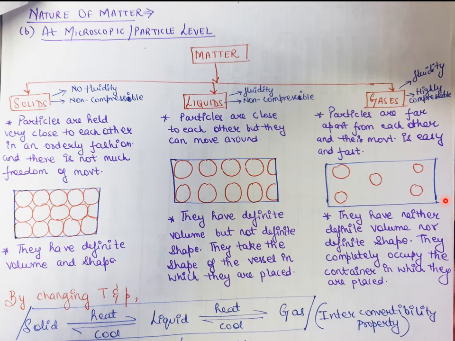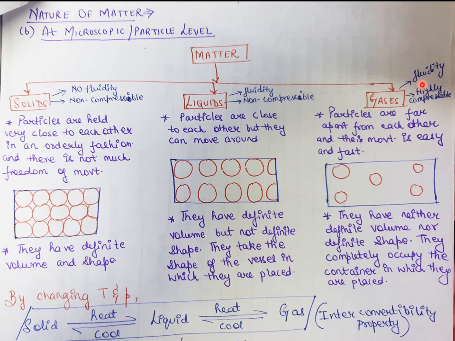So earlier the space that the gas was occupying was the space of the deodorant bottle, but now the space that it is occupying is the space of the room. Thus the shape and space, or the volume, both change for a gaseous particle, and therefore they do not have a definite volume, they do not have a definite shape.